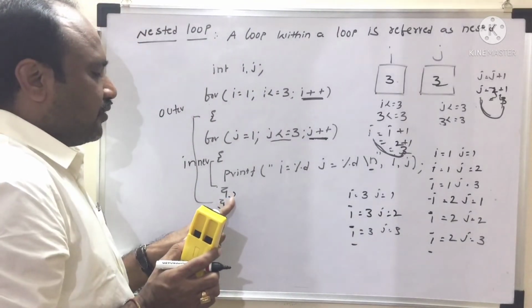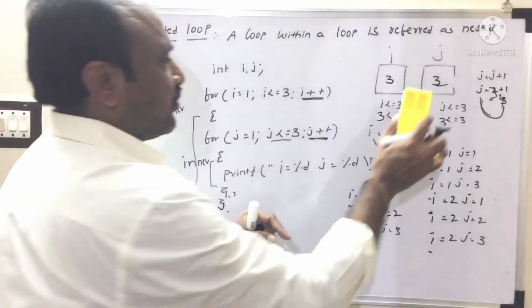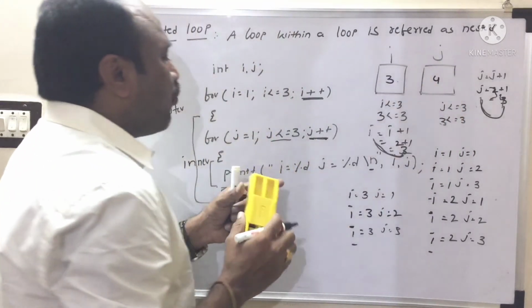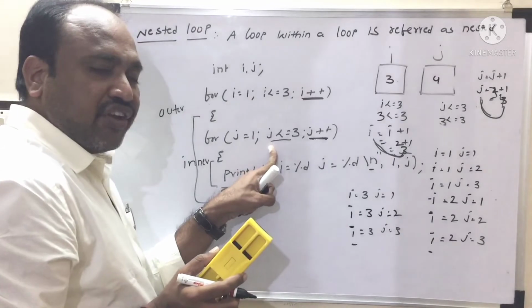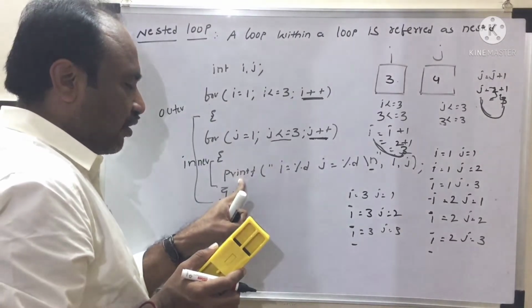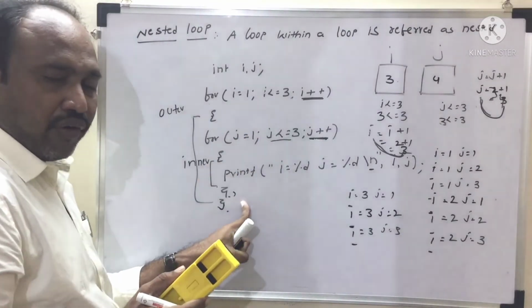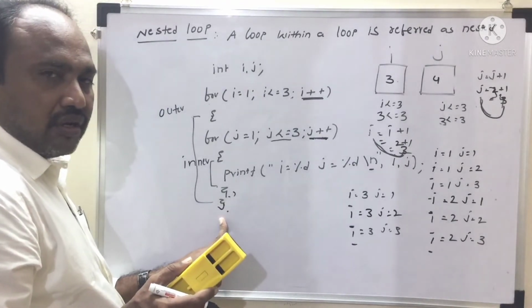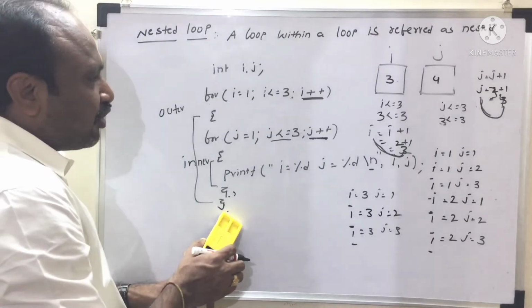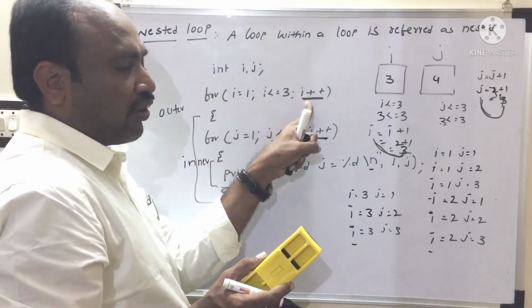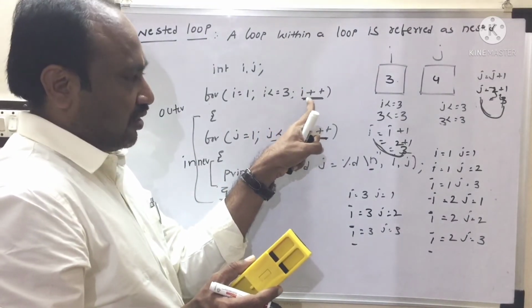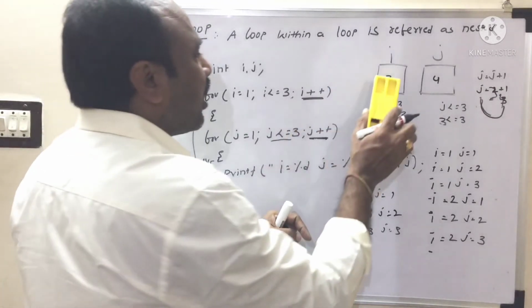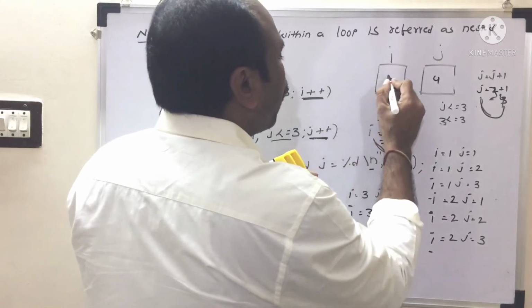Again J for loop closes. J plus plus. Now J value will be increased. J value becomes 4. 4 less than or equal to 3, condition false in inner for loop. Come out from inner for loop. Next, what closes? Outer for loop closes. If outer for loop closes, go to outer for loop increment or decrement section here. If it is increment, increment it. I plus plus, I value becomes 4.